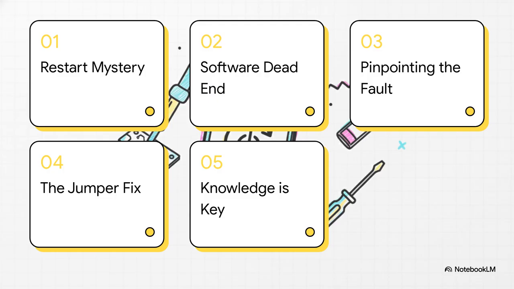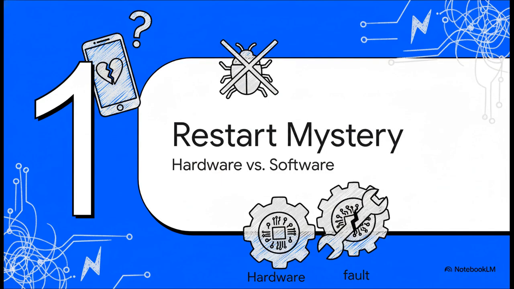So, here's our game plan. We're going to start by digging into the mystery of this restart issue, and then we'll talk about why the usual software fix is a total dead end. After that, we'll pinpoint the real hardware fault, walk step by step through the 2-pin jumper fix, and finally, wrap up with why this kind of specific knowledge is the real key to being an efficient tech. Okay, let's get right into it.